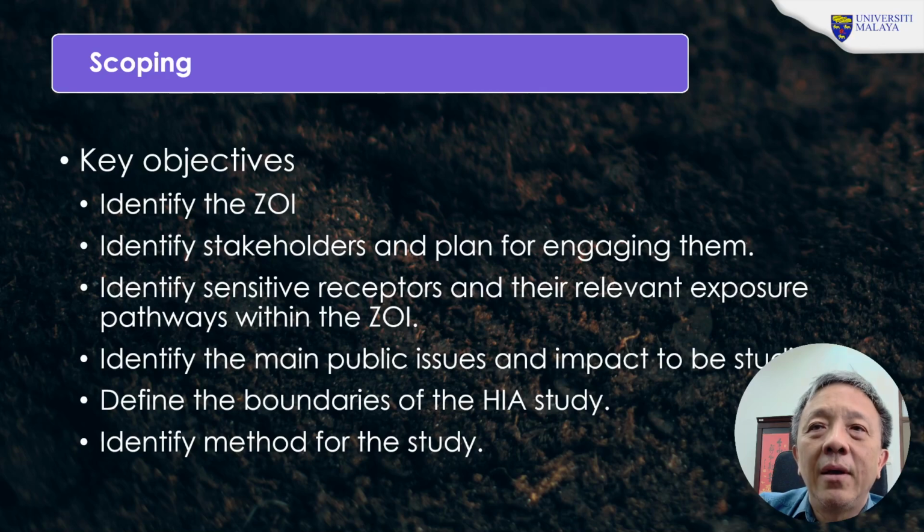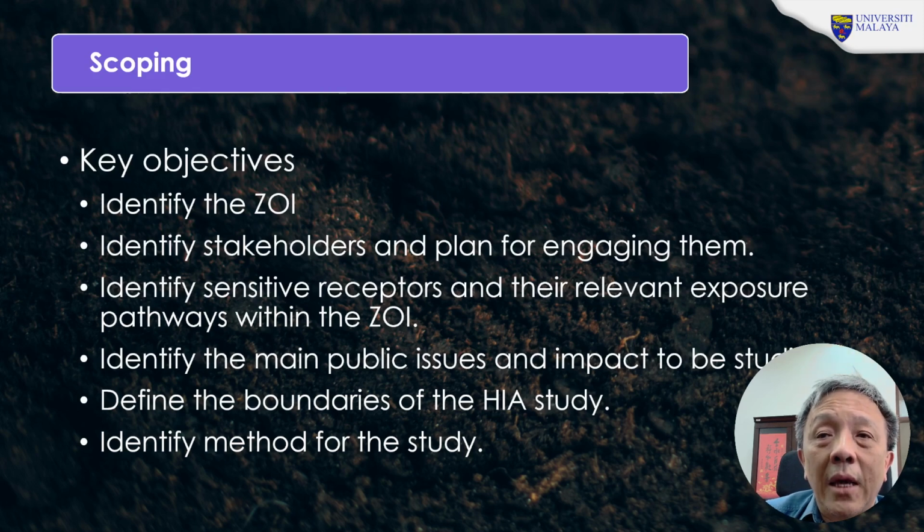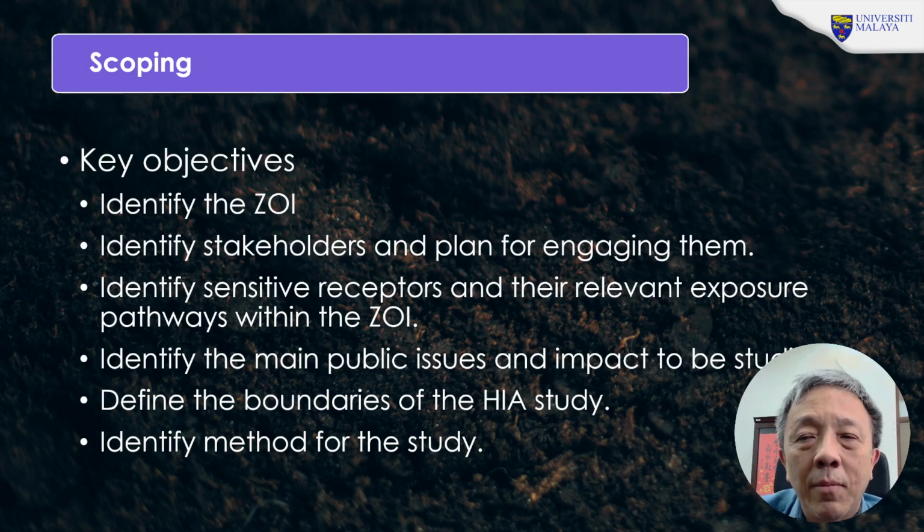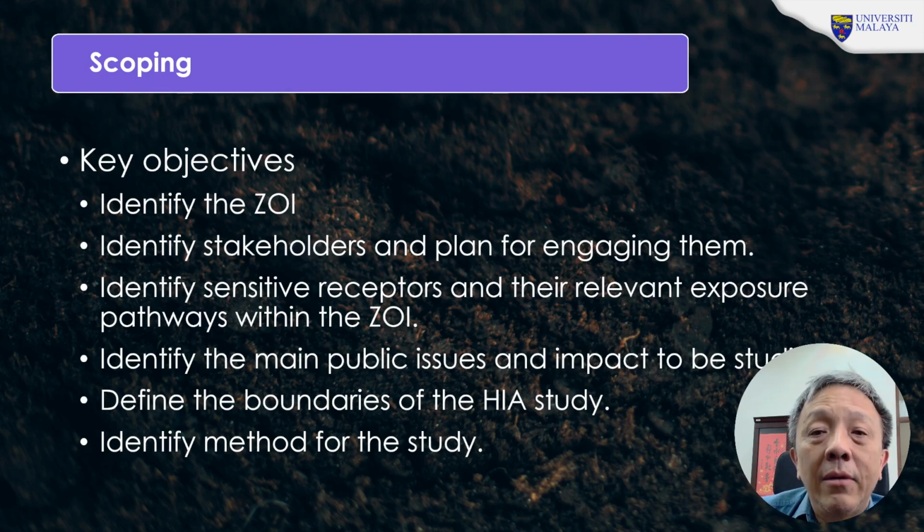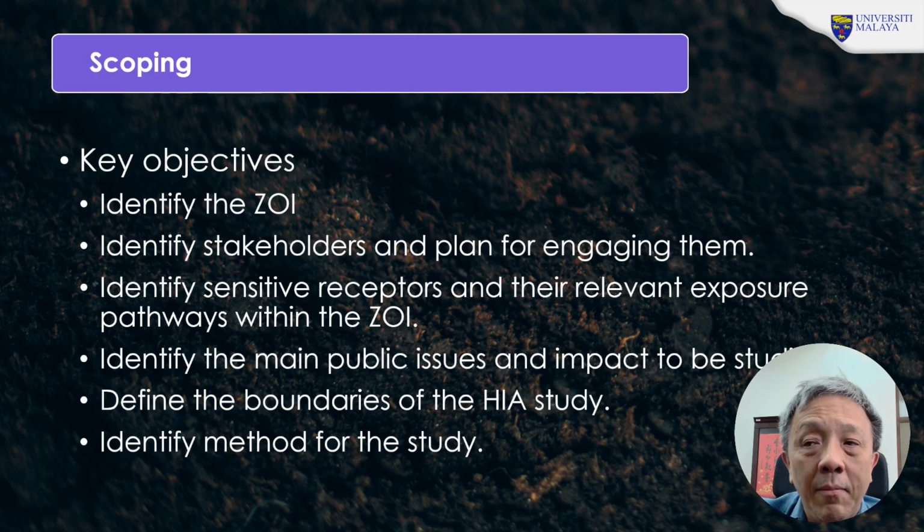We identify the zone of interest, which is usually within a 5 kilometer radius of the project site. Identify the stakeholders and plan for engaging them within the zone of interest. Identify sensitive receptors and the relevant exposure pathways within the zone of interest. Sensitive receptors can include residential areas, villages, schools, hospitals, and other relevant receptors. Identify the main public issues and impacts to be studied.